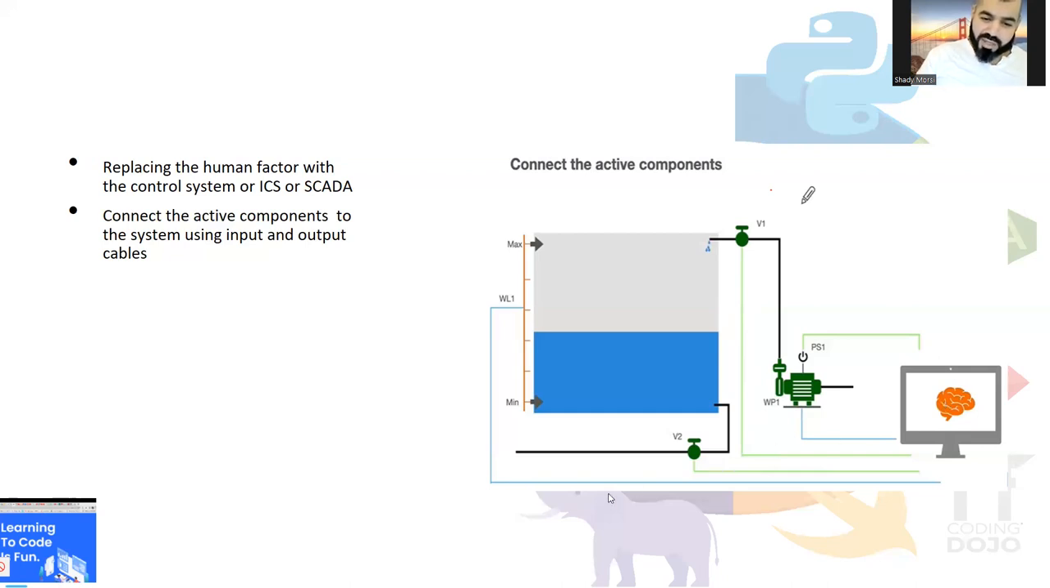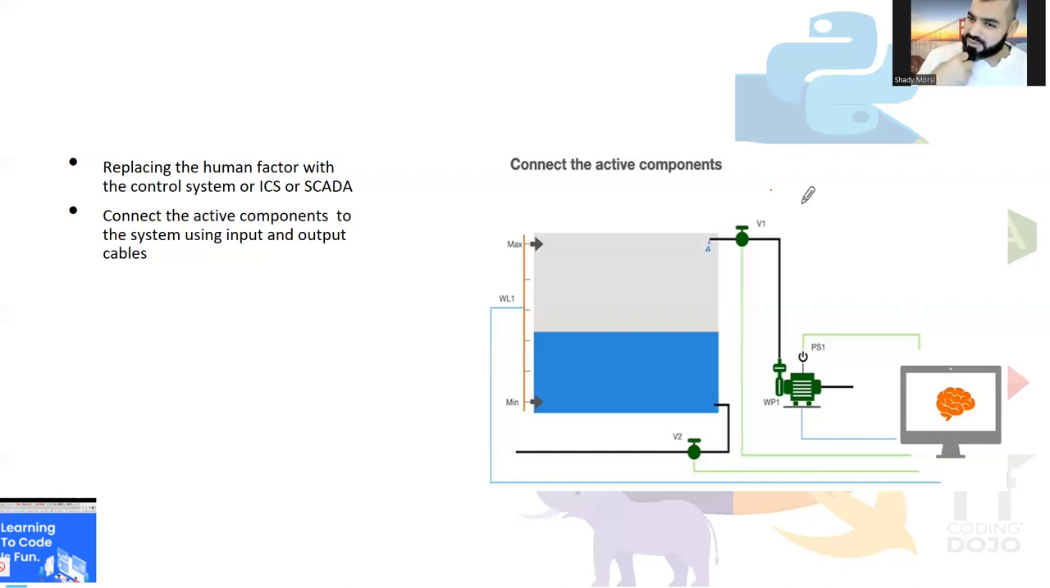Why am I calling it a brain? Because this brain is really going to do something about what it senses. So if the brain finds out the water level is low, it will turn on the pump and open the valve. If the water level is high, it will take a decision. So I'm replacing the human brain with an automated brain, which is a computer brain. And I'm going to connect every single thing using wires to my computer, input and output wires. What do we mean by input and output wires here? So I will give you an example.